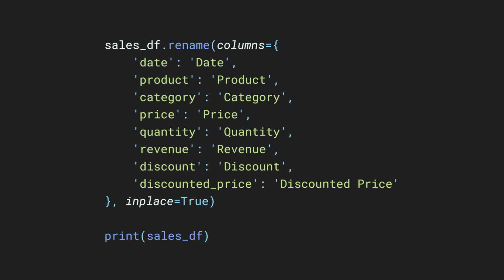Renaming columns is a common task when preparing data for analysis. The rename method allows you to change the names of one or more columns. You pass a dictionary where the keys are the current column names and the values are the new names. The inplace=True argument modifies the original data frame without creating a copy.